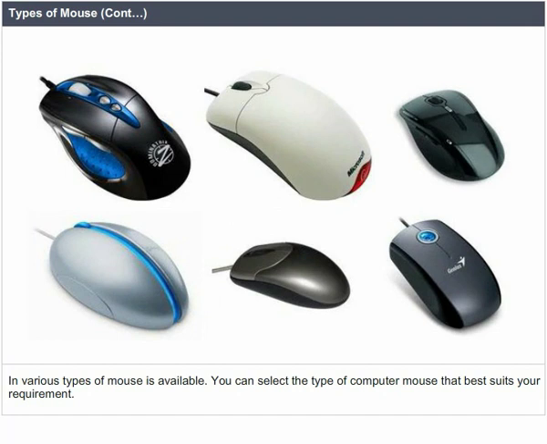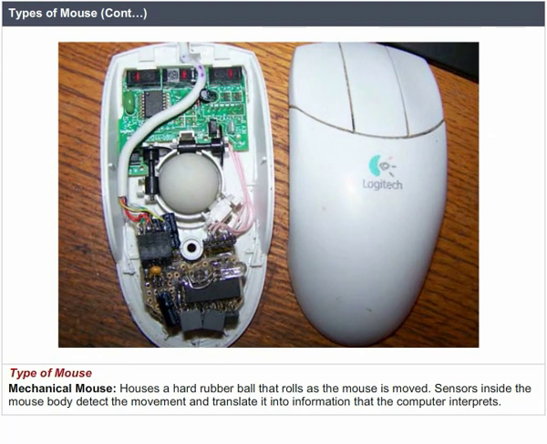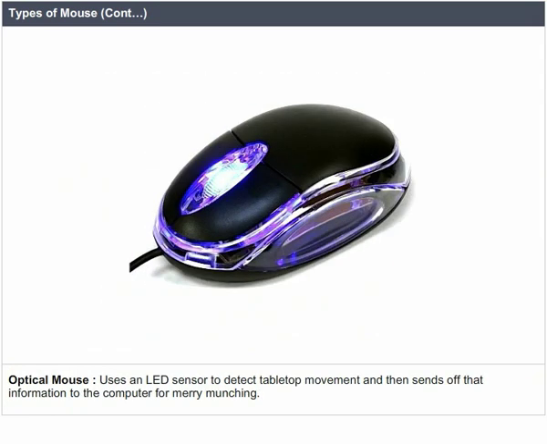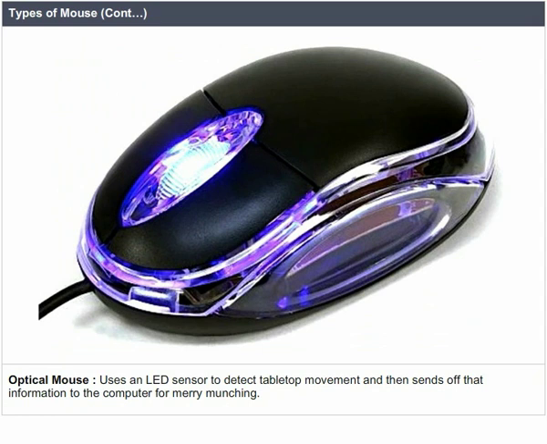Mechanical mouse. Houses a hard rubber ball that rolls as the mouse is moved. Sensors inside the mouse body detect the movement and translate it into information that the computer interprets. Optical mouse uses an LED sensor to detect the tabletop movement and then sends that information to the computer for processing.